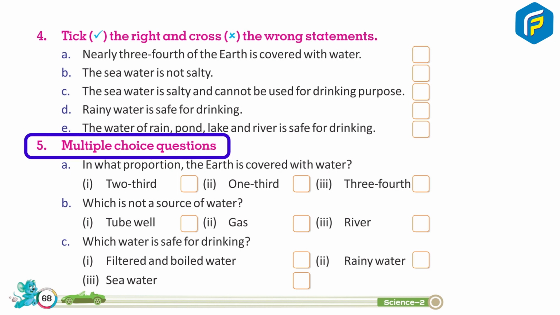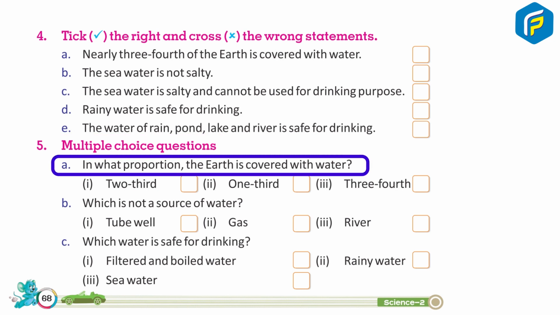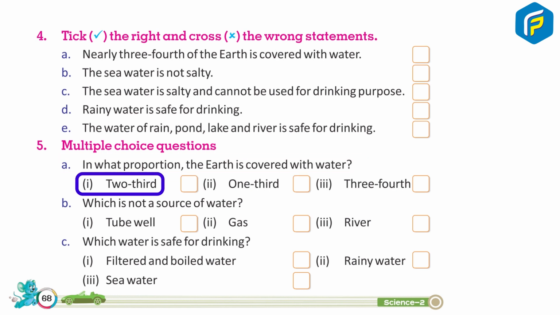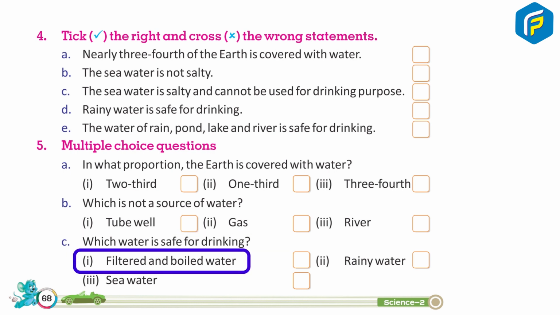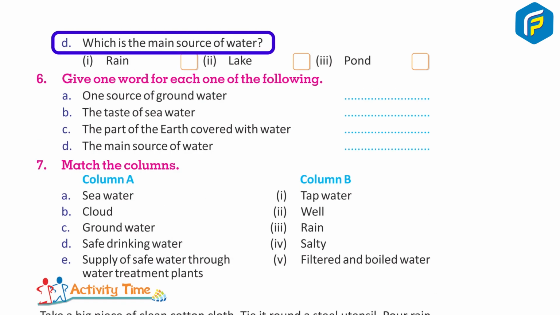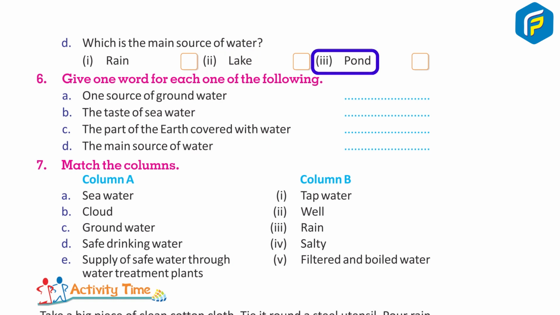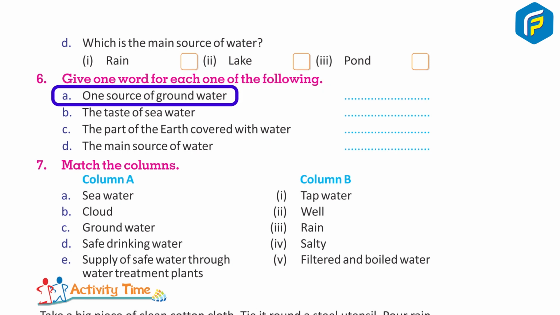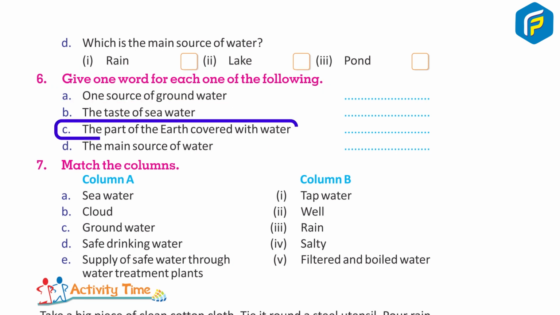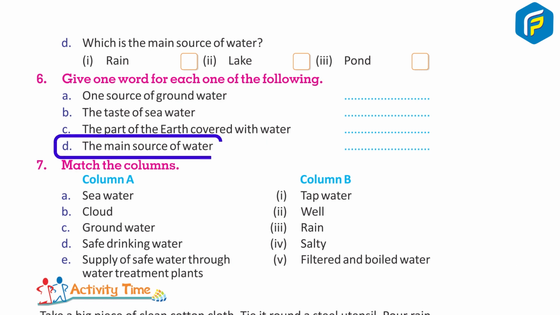5. Multiple choice questions. A. In what proportion is the earth covered with water? 1. 2/3, 2. 1/3, 3. 3/4. B. Which is not a source of water? 1. Tube well, 2. Gas, 3. River. C. Which water is safe for drinking? 1. Filtered and boiled water, 2. Rainwater, 3. Seawater. D. Which is the main source of water? 1. Rain, 2. Lake, 3. Pond. 6. Give one word for each of the following. A. One source of groundwater. B. The taste of seawater. C. The part of earth covered with water. D. The main source of water.